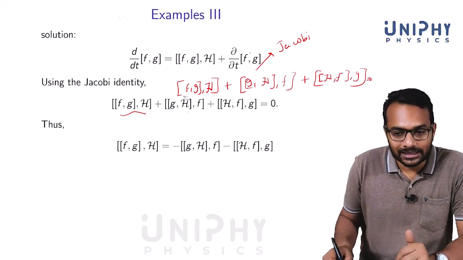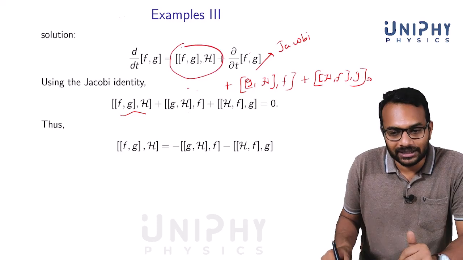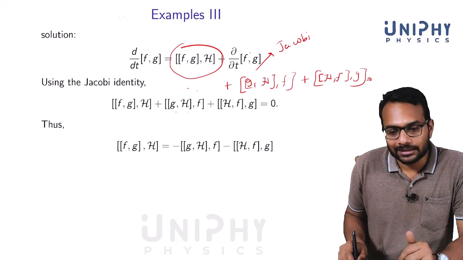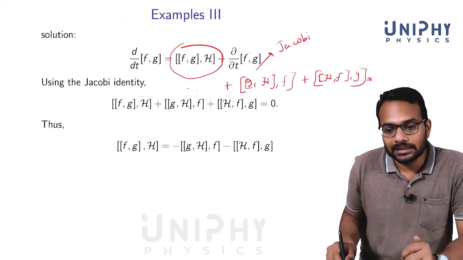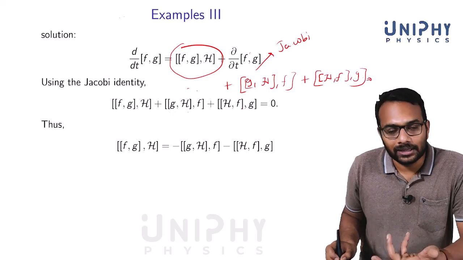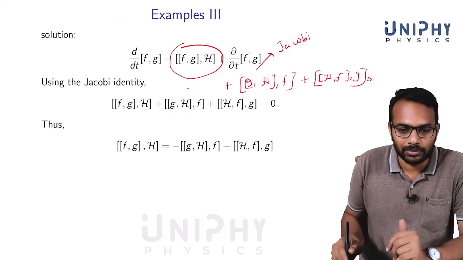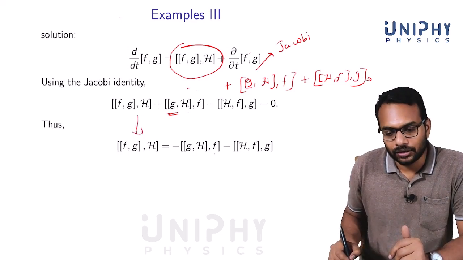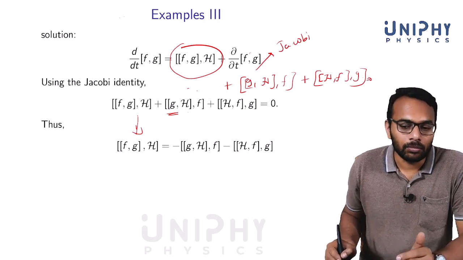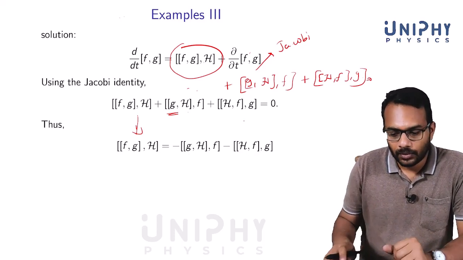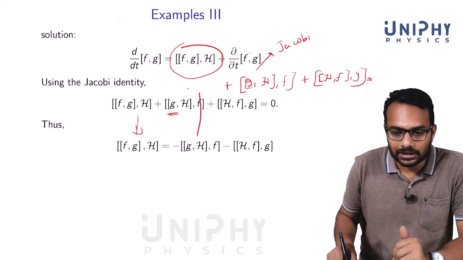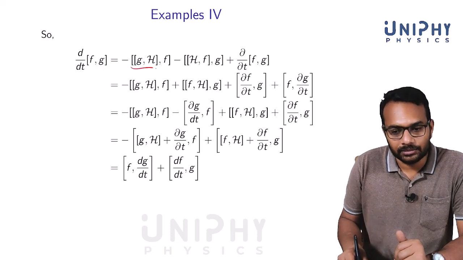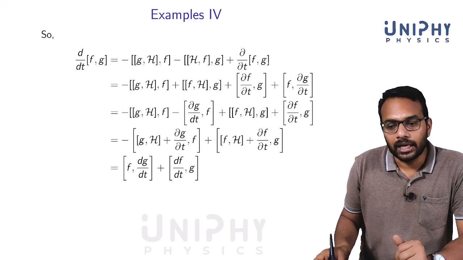This means that this f comma g with h here, we can write as f comma g with h is equal to minus g comma h comma f plus the Poisson bracket of h comma f with g, the double Poisson bracket. So we use this result and we say that f comma g with h is equal to minus g comma h comma f minus h comma f comma g. That's the thing we are using. Now we substitute this here. And what do we get? We get d by dt of f comma g, we just substitute that term here, plus dou by dou t of f comma g.